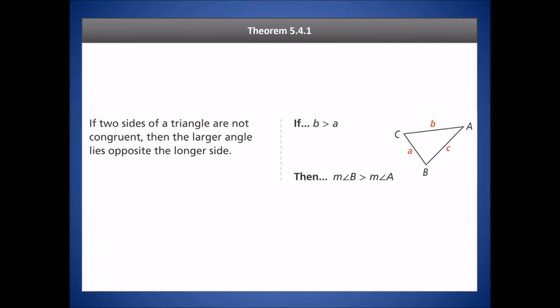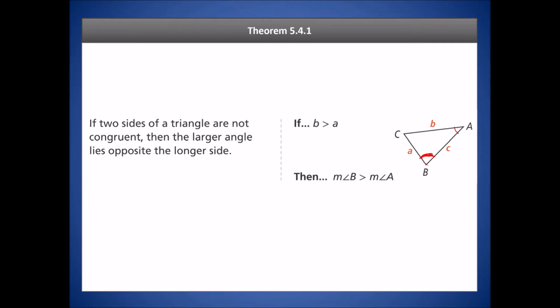This is related to the theorem, which I'll call Theorem 5.4.1. This is from lesson 5.4. It's the first theorem and actually in the book it doesn't really have a name. If two sides of a triangle are not congruent, then the larger angle lies opposite the longer side. Like we were saying earlier, if b is greater than a, which it is in this diagram, you can see that side b is longer than side a, then the opposite angle, angle B, is going to be greater than angle A.